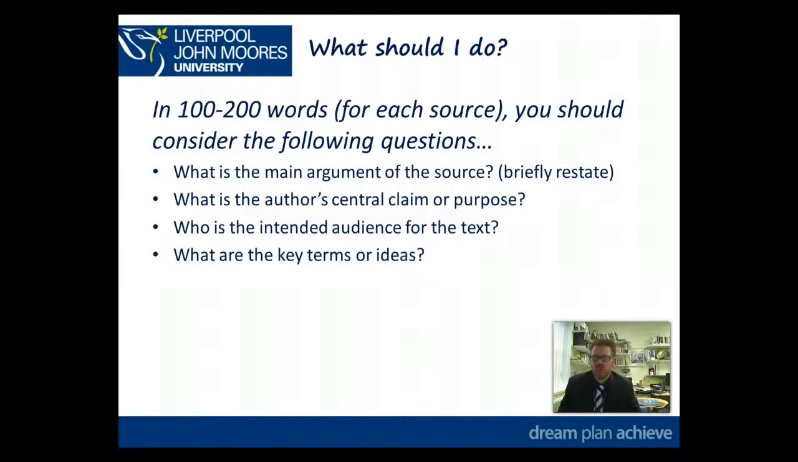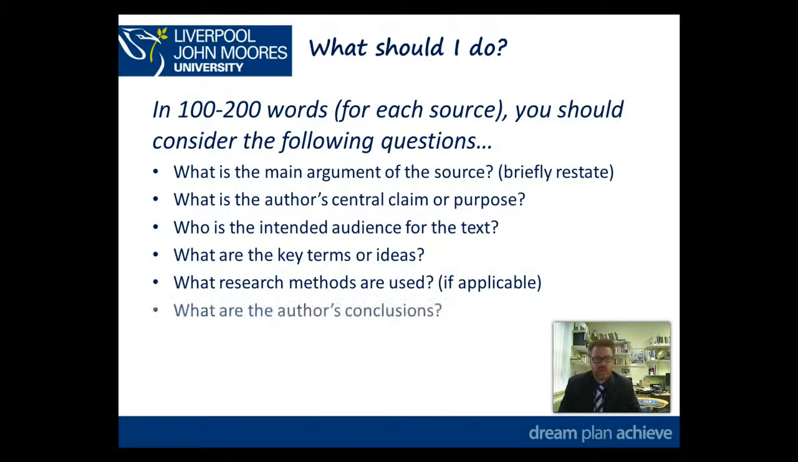And what are the key terms or ideas that are being talked about within that? So you might initially, as you're preparing, start to list some of those key terms and ideas before you write up your summary. If it's a research paper, what were the research methods used? So, for example, it could be interviews, questionnaires, focus groups, observation. It could be methods used to gather data for the research. And what are the author's conclusions? So particularly when we're looking at a research paper, those conclusions will come towards the end, and that'll be drawing out from the research, what are the implications for practice.